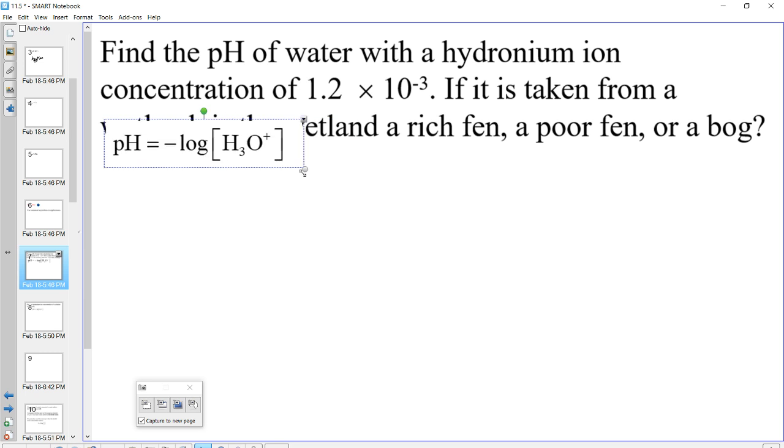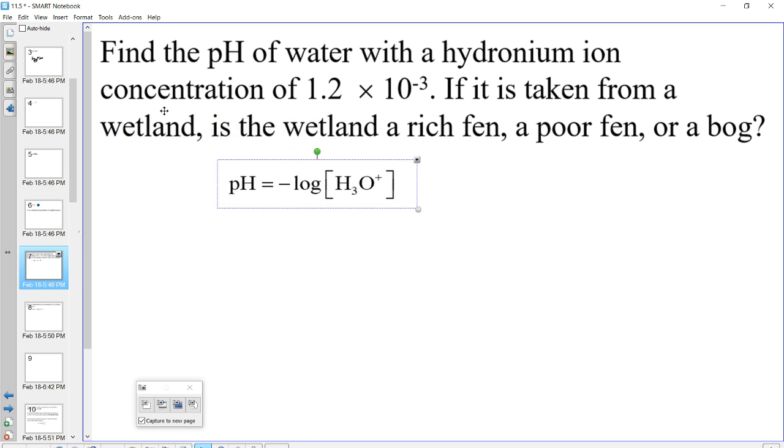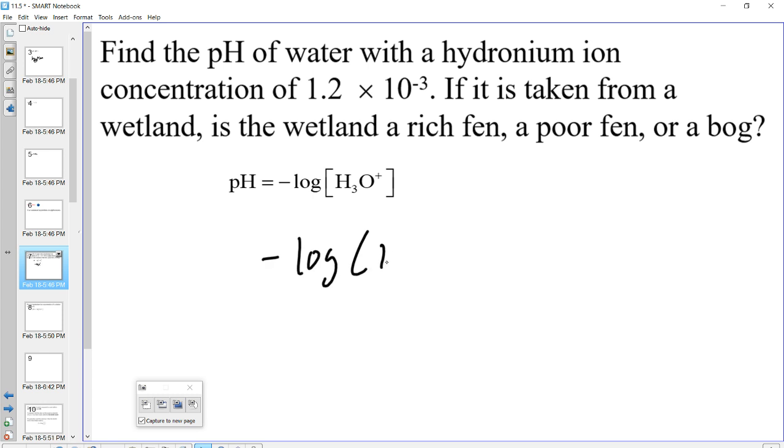All right, so here we know they want us to find the pH given the hydronium ion concentration of 1.2 times 10 to the negative third. That's what's going to go inside of our hydronium brackets here. So we're just going to do negative log of 1.2 times 10 to the negative third. I'm going to punch that into my calculator. That'll produce for me the pH that I need.